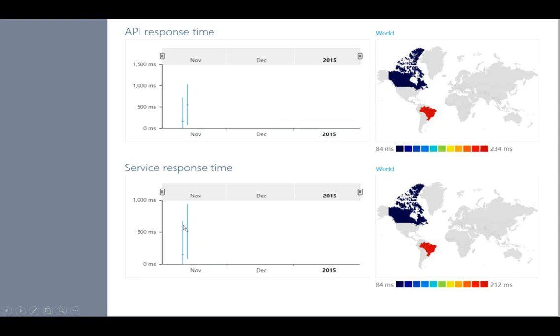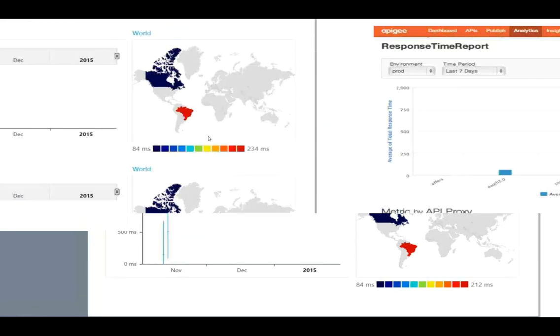Similarly, from a back-end service perspective, we're able to see the same level of analytics. These are just some examples, and they are out of the box. I had no configuration whatsoever; this is just part of the service that Azure API Management provides.